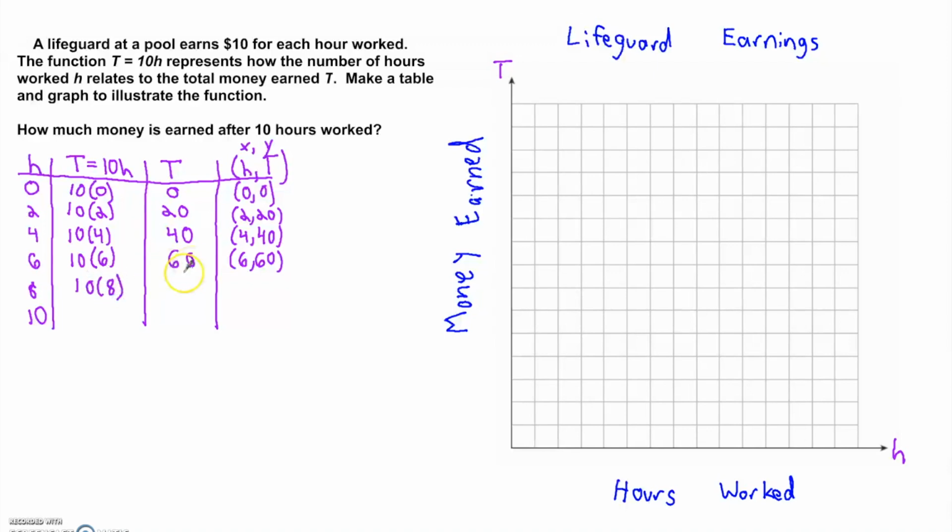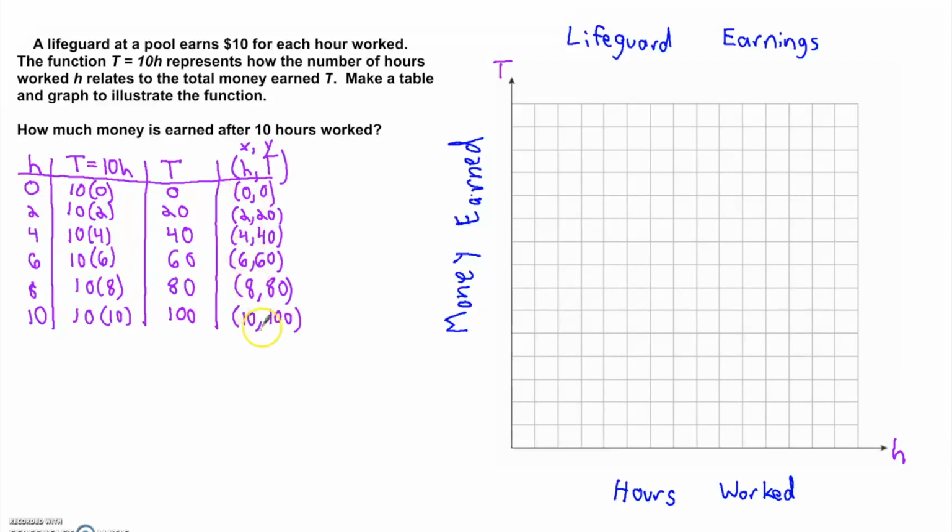10 times 8, which is 80. And so we get the value 8 comma 80 as our coordinate pair. And then last but certainly not least, 10 times 10. Following the rule, the number of hours is 10 times 10 is 100. And so that's going to be the point 10, 100. Remember, H is like your X value, T is like your Y value.